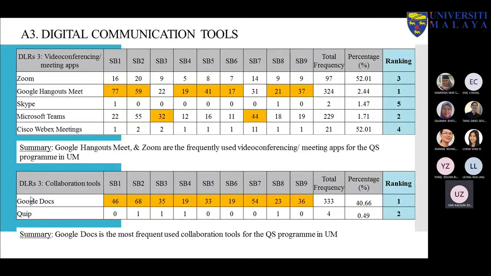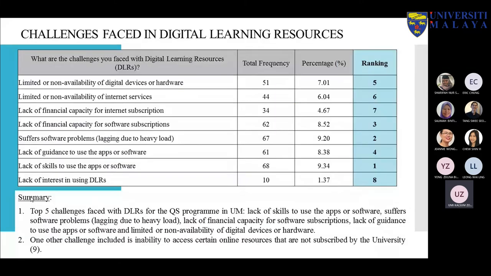And on the digital communication tools, we found that Google Hangouts, Meet and Zoom are the frequently used video conferencing and meeting apps. Whereas for the collaboration tools, Google Docs is the most frequently used collaboration tool for the QS program. And these are the challenges that have been mentioned to you before under the research methodology, whereby we have categorized them into four main categories.